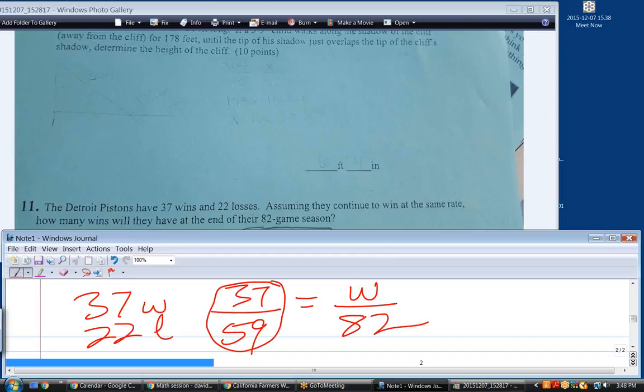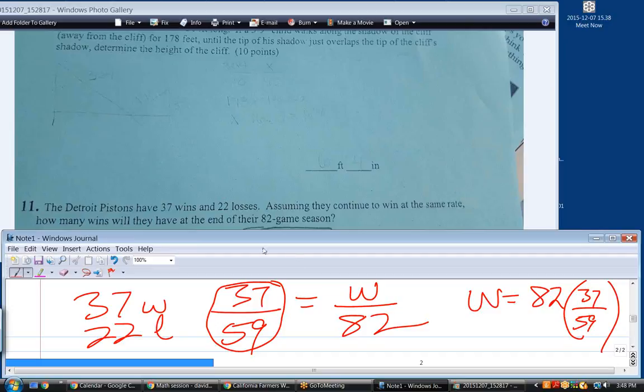And again, we don't want to cross multiply. W is just equal to 82 times that ratio of 37 over 59. And of course, how you simplify that is another matter. This is a straight ratio.